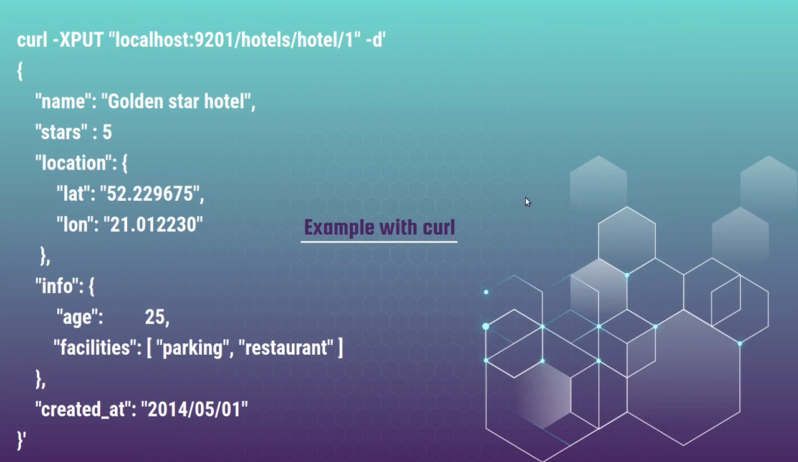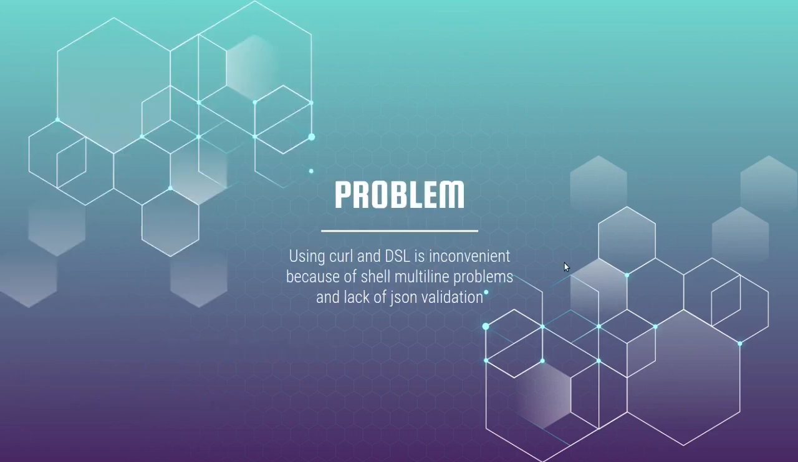What is the problem with using curl in that example? As you see, it is too inconvenient to use the command line and the curl package for implementing DSL queries. And why is it so? First of all, the problem lies in shell multiline handling itself. While typing multiline commands, we have to escape them somehow. For example, on most Linux systems, we have to add backslashes.